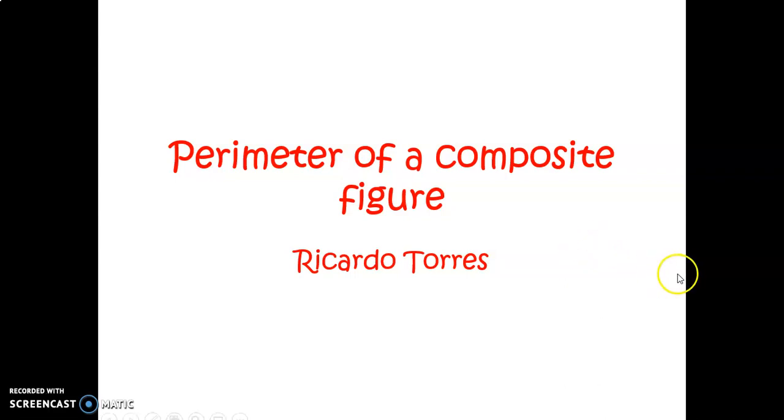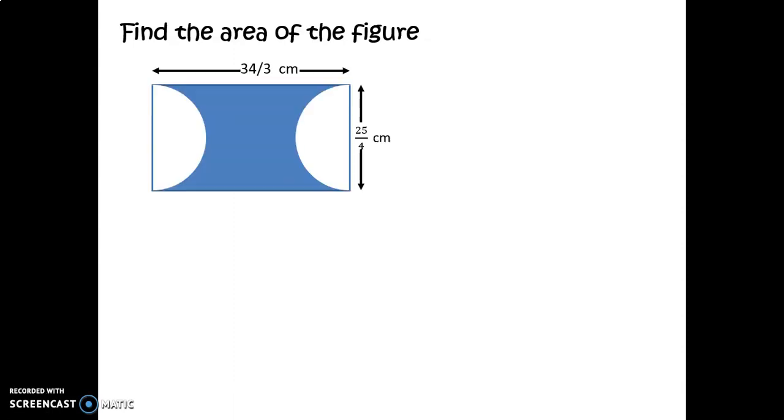Today we're going to have a class on the perimeter of a composite figure. And we're going to use the example that we used in the last video. It was this one where we were finding the area of this figure.